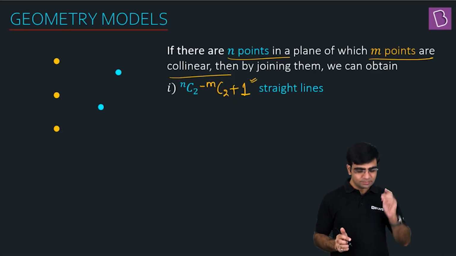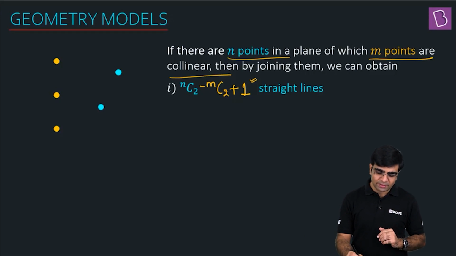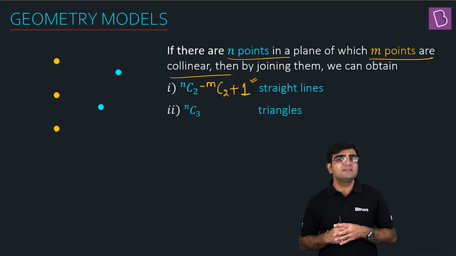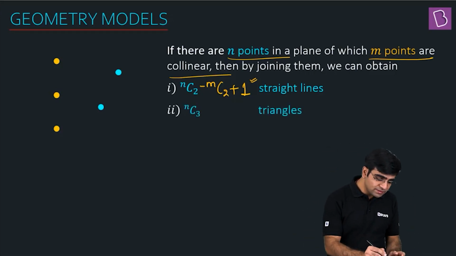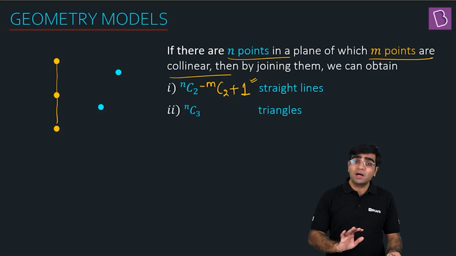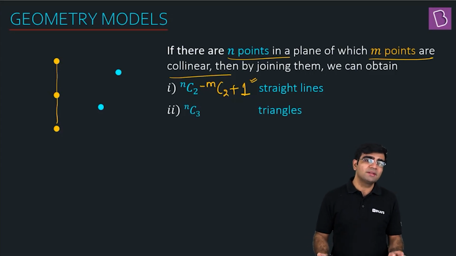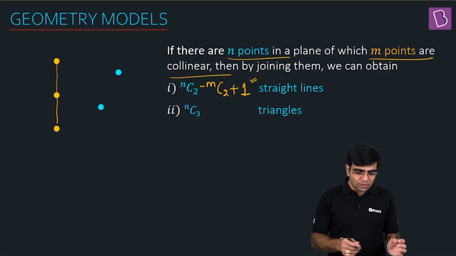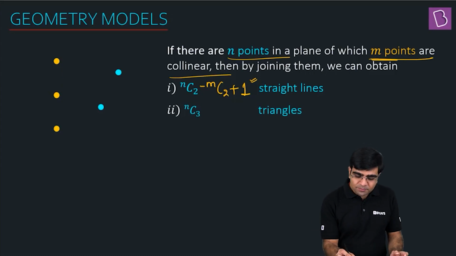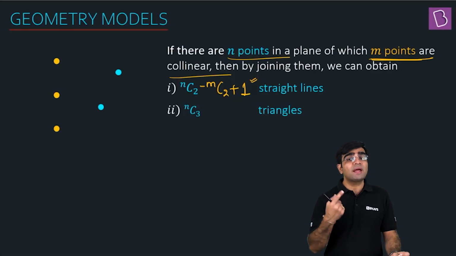Understood it? Sure? Let's talk about the number of triangles. Can I report my answer as NC3? No, I can't. Because if I choose these 3 points, can I form a triangle here? No, I can't form a triangle with these 3 points. They will be collinear. How many points do I have in collinear? M.